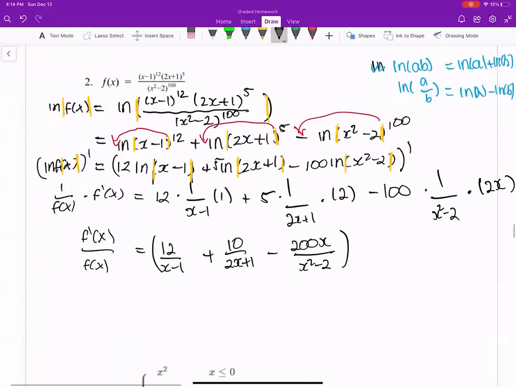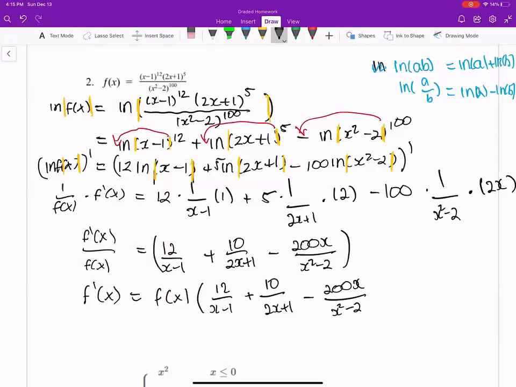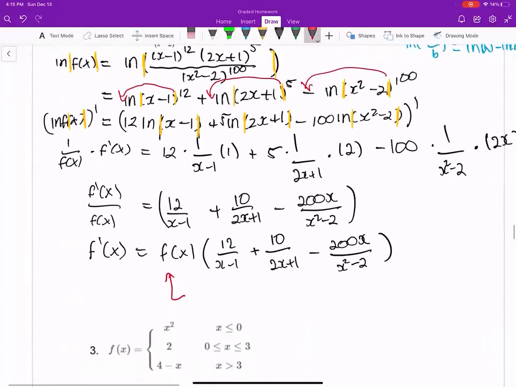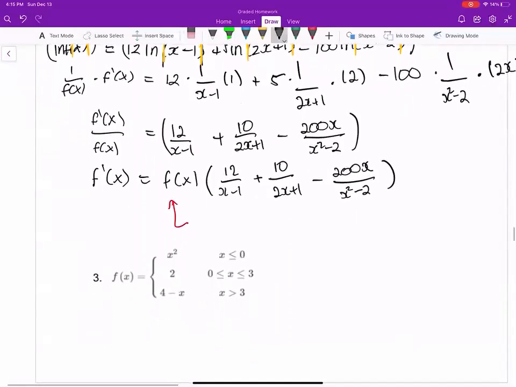So you have that. The good thing here is you can simply move your f of x to the other side. So you get f prime x equals f of x times 12 over x minus 1 plus 10 over 2x plus 1 minus 200x over x squared minus 2, where we can just plug our original f of x back in. I'm not going to write that because it's going to get messy, but you can just plug your f of x back in, and that will be your final answer. That's the good thing about logarithmic differentiation. You can leave it in that form, and it is equivalent to doing the derivative naturally.